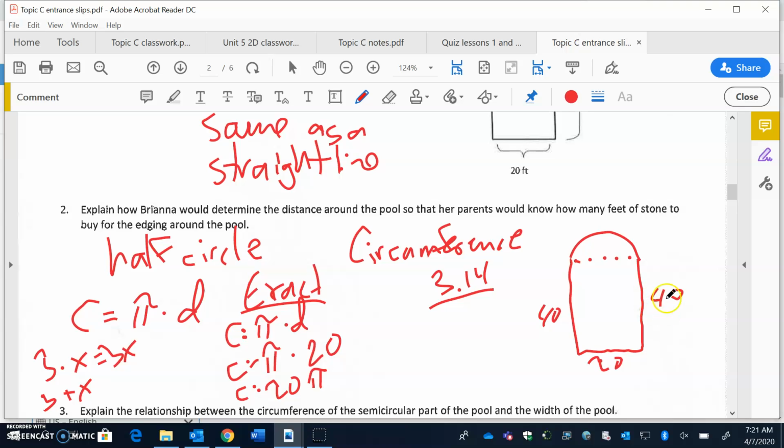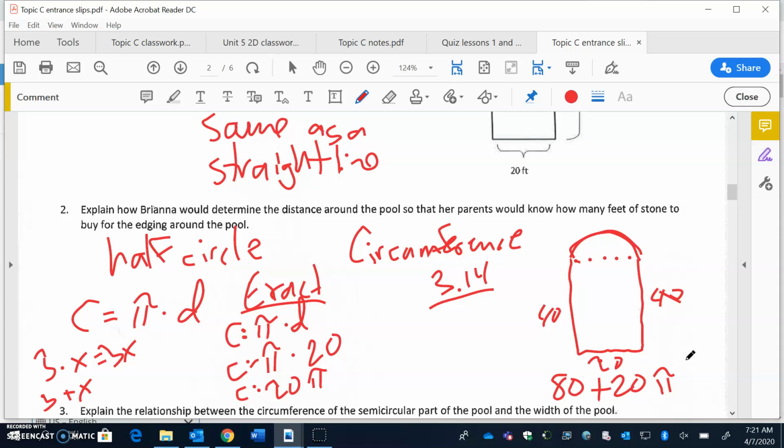So when I come on over here, find my answer, because I know I have 80, then the distance from here to there is 20 pi. So the exact answer would be 80 plus 20 pi. So again, that's your exact answer because we leave it in terms of pi.